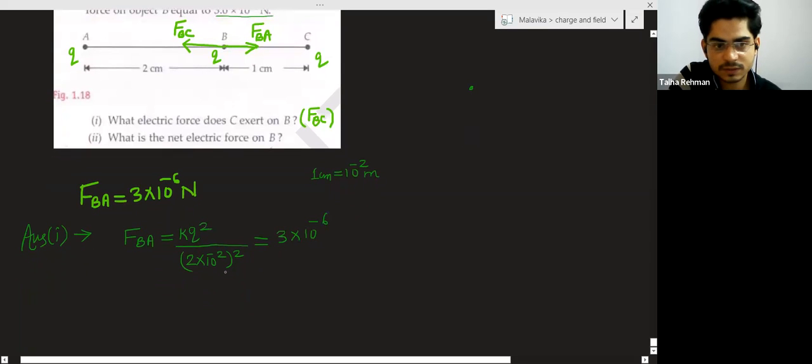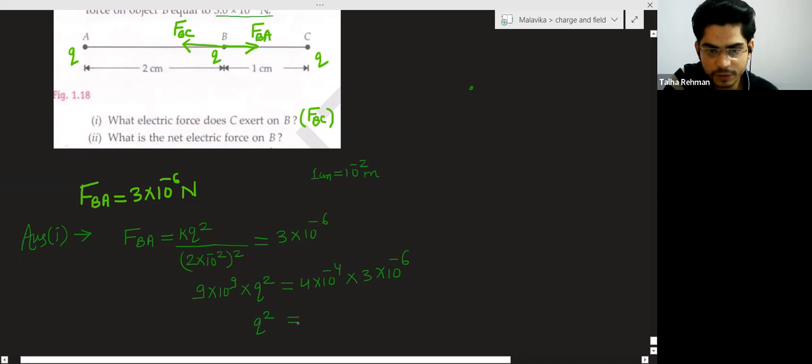So now we have this. What I am going to do, I will put the value of k, 9 into 10 to the power 9, and q square, and I can multiply this with this now. The square of this will become 4 into 10 to the power minus 4, and if I multiply this, this will become 3 into 10 to the power minus 6. And I am calculating q square from here.